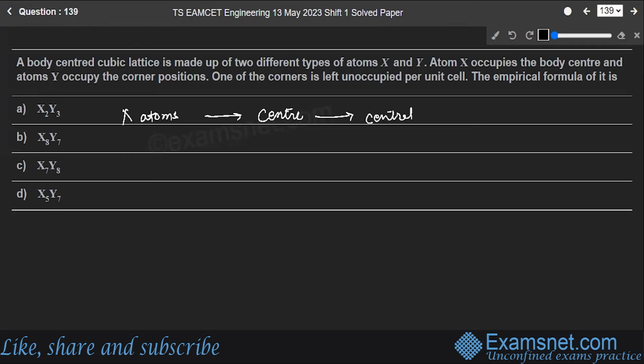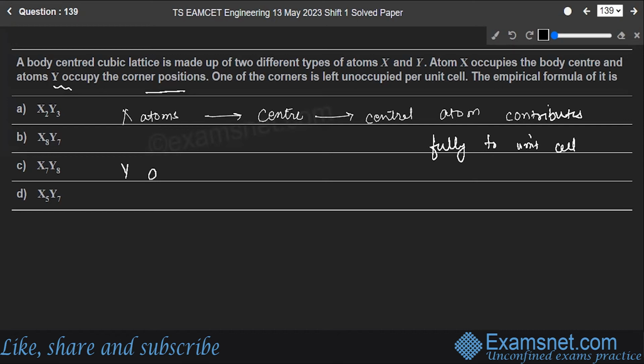Central atom contributes fully to the unit cell. Now, X atom occupies the center and Y occupies the corner points.